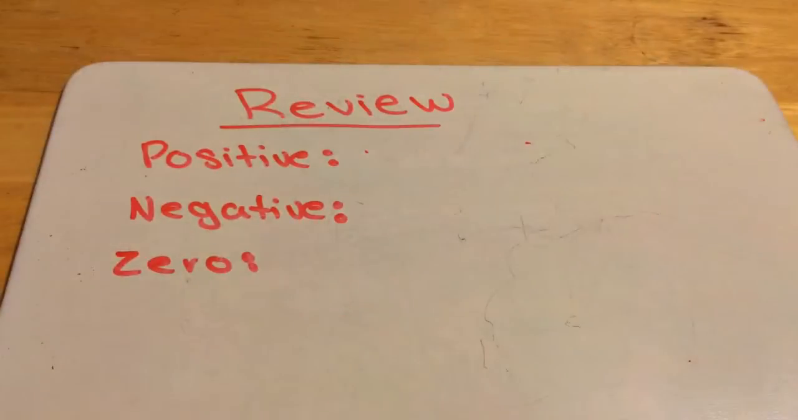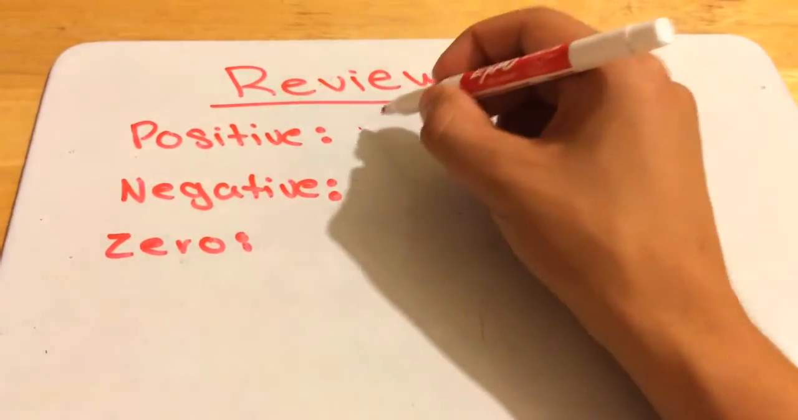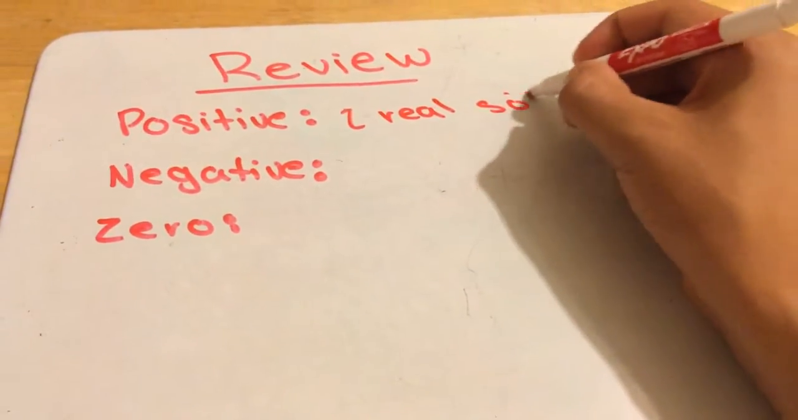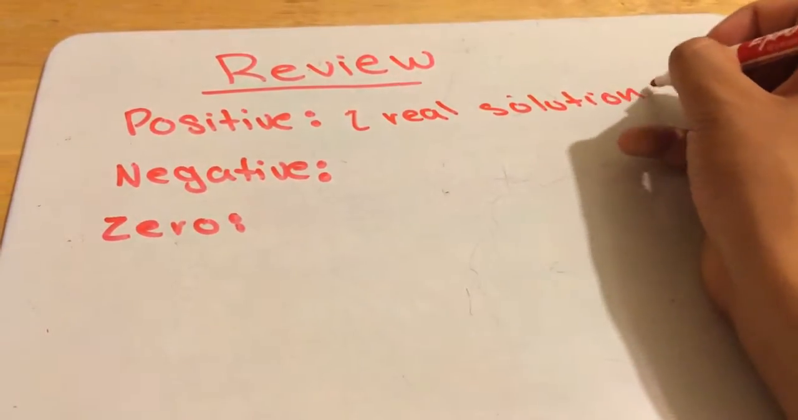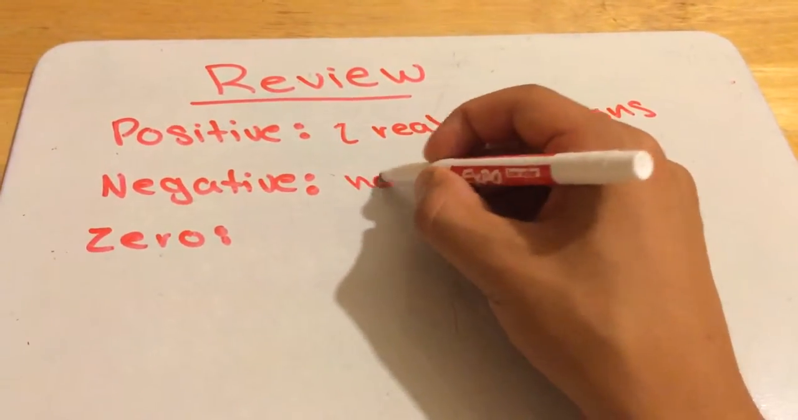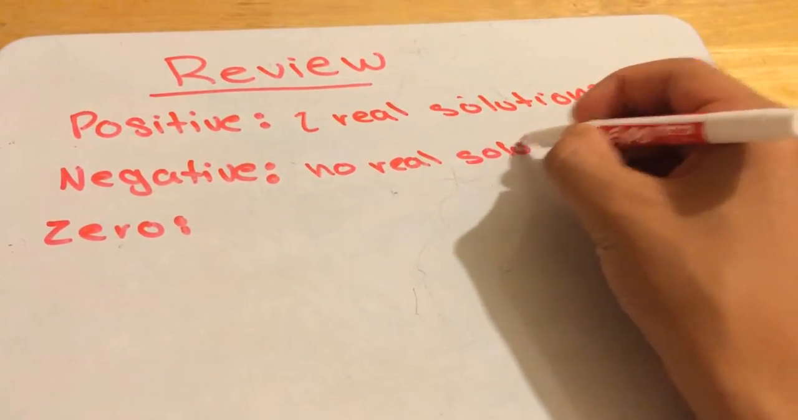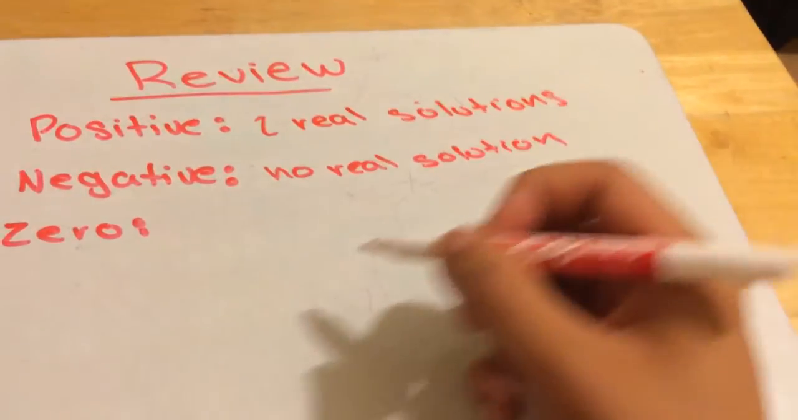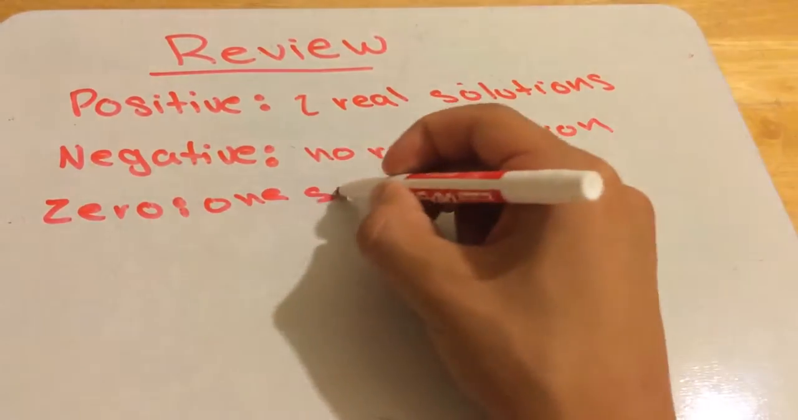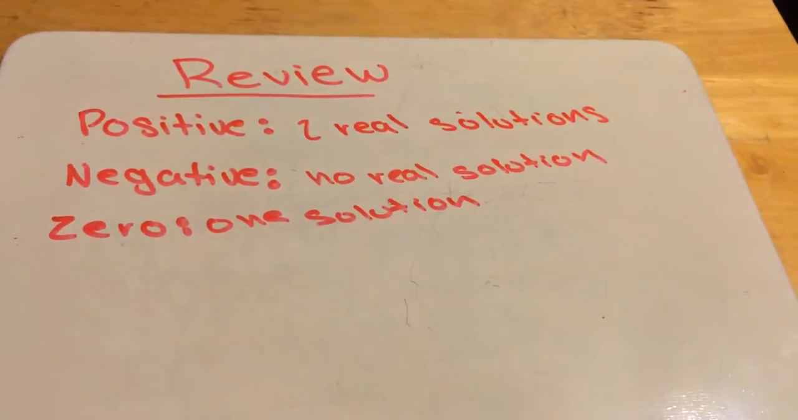And that's it. Alright, just for review, if your answer is positive, that means it has two real solutions. If it's negative, that means it has no real solution. And if it's 0, that means it has just one solution. And that's all you need to know for discriminant.